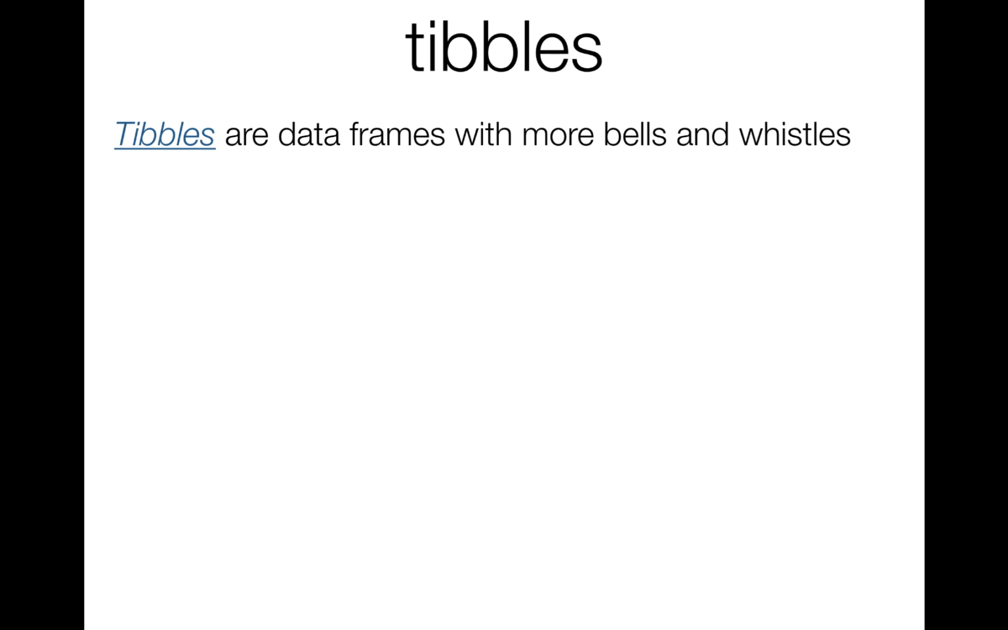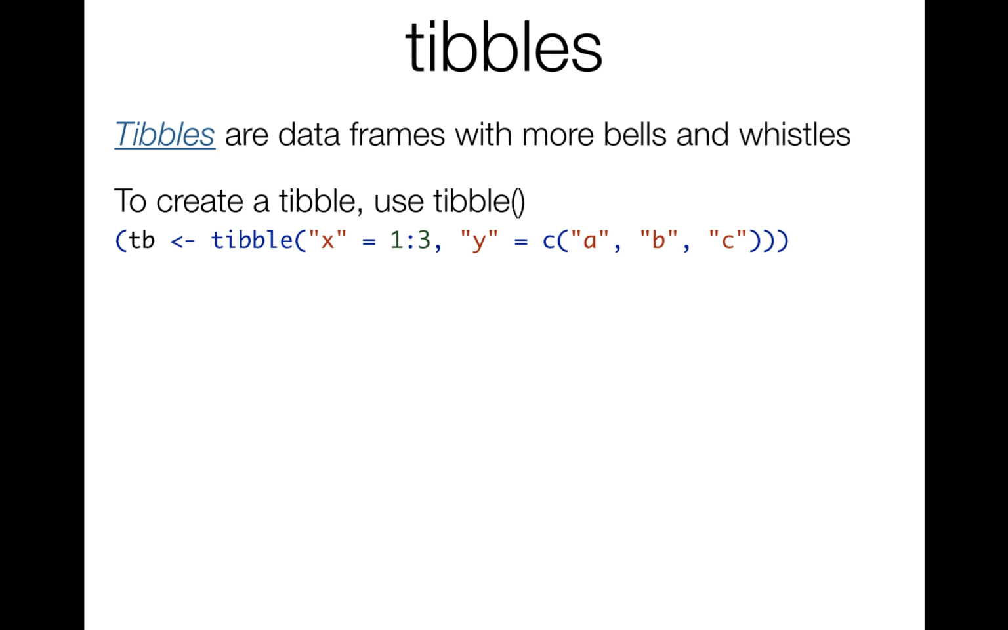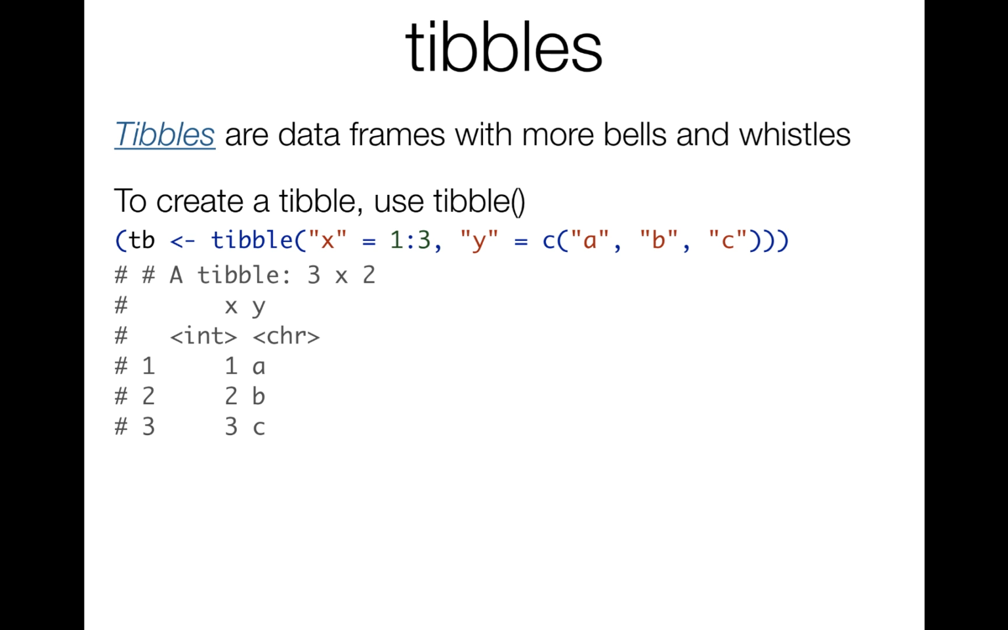What are tibbles? At a basic level, tibbles are data frames. The only difference is that they make them a lot easier to work with. For example, to create a tibble, instead of using data.frame, you use the function tibble. So here's a tibble. TB is tibble, x equals 1 to 3, y equals abc. Notice that this is how it prints out. It says explicitly that it is a tibble. It has 3 rows and 2 columns. The names of the columns are x and y, and they're of class int and character.